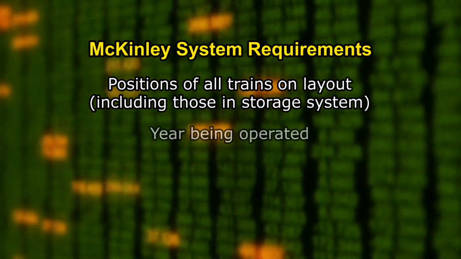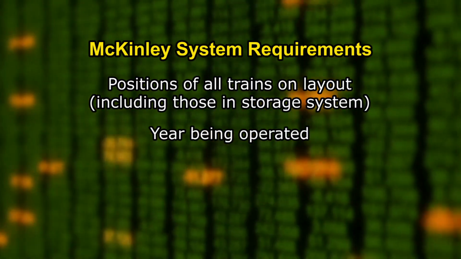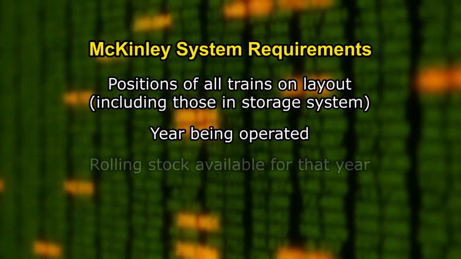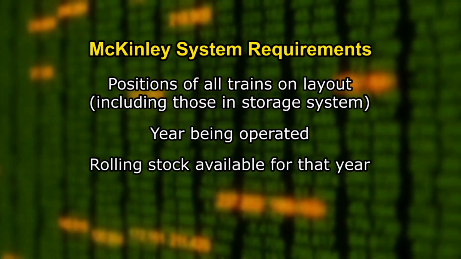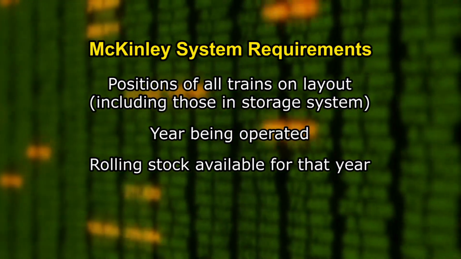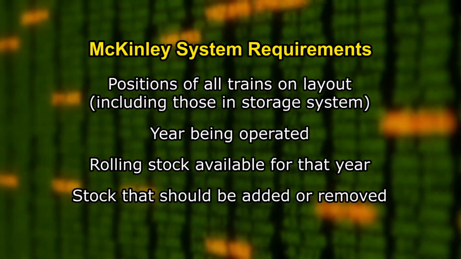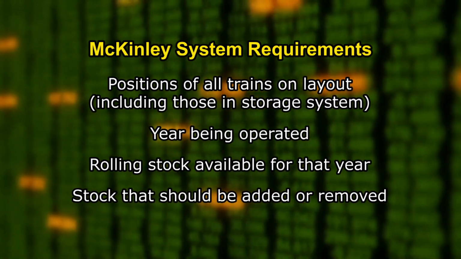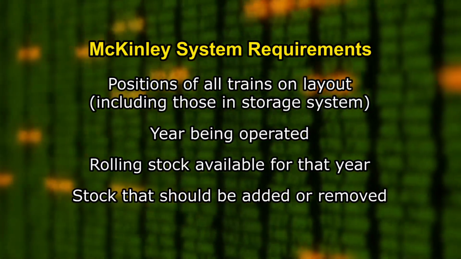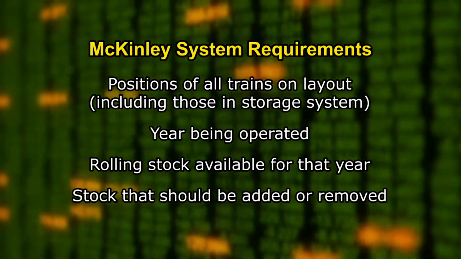It would know which year we were trying to operate. It would therefore know what rolling stock would be available for that year and which rolling stock we needed to take off the system and which rolling stock we needed to bring onto the system. So we developed a specification of a software system that had the required functionality.